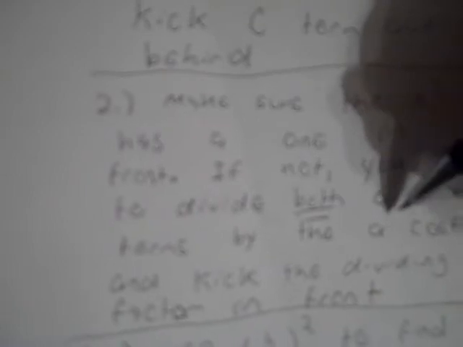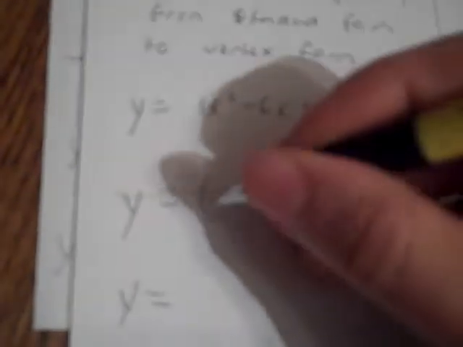So make a parentheses, kick the plus 10 out. Make sure the x squared has a 1 in front. Well, it has a 1 in front. If not, you need to divide both the a and b terms by the a coefficient and kick the dividing factor in front. But that's irrelevant on this problem because the a was already 1. So I just put 1x squared minus 6x plus blank.